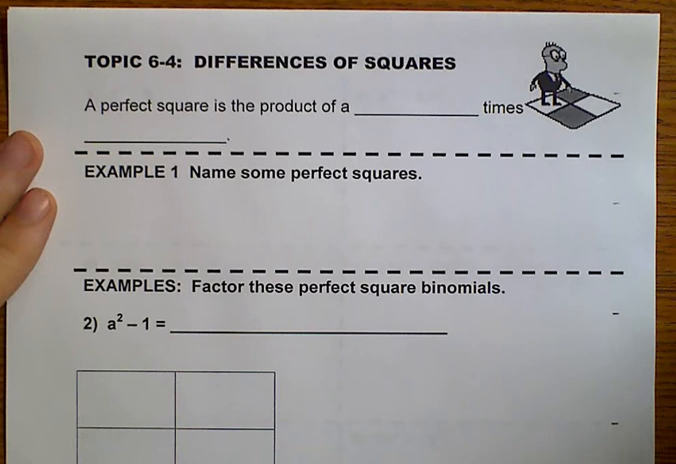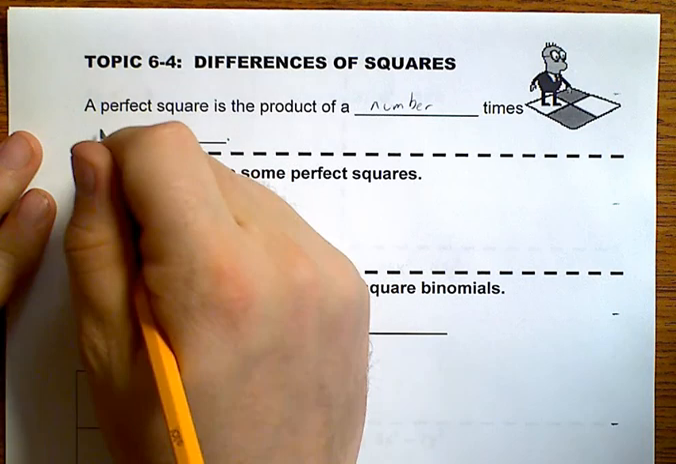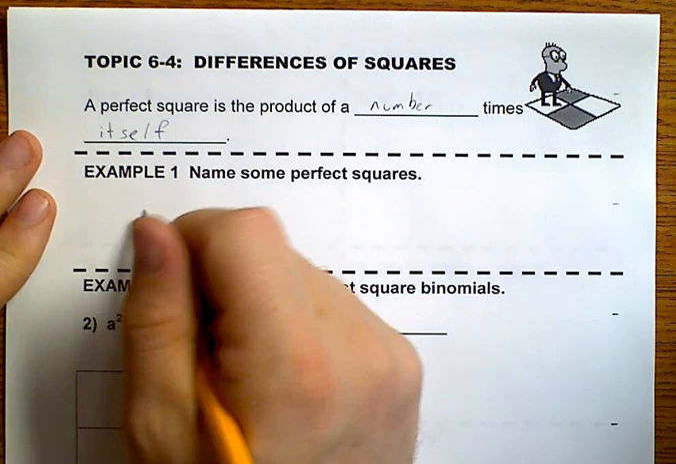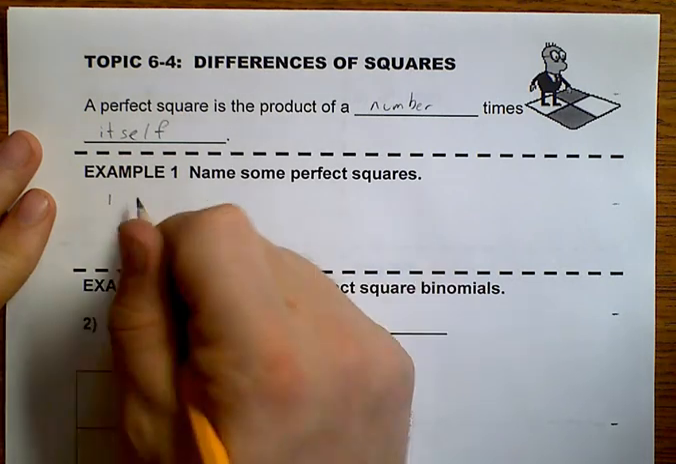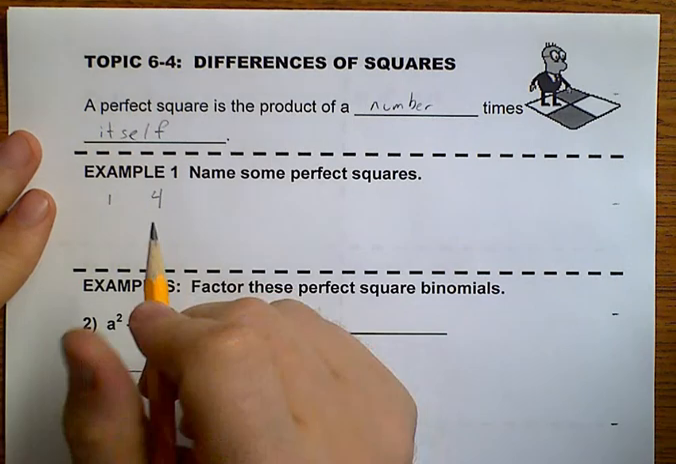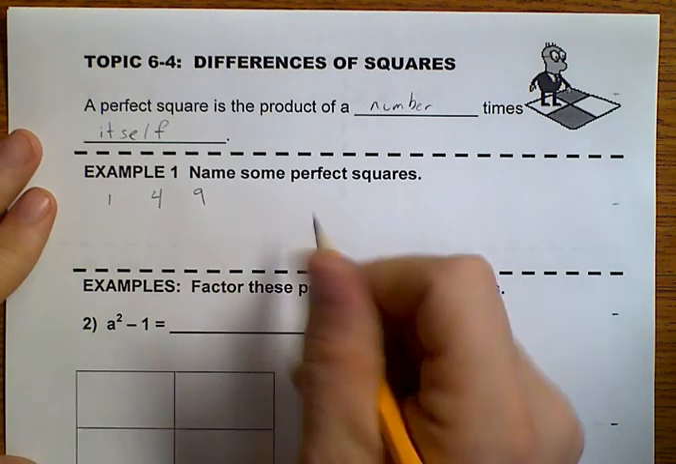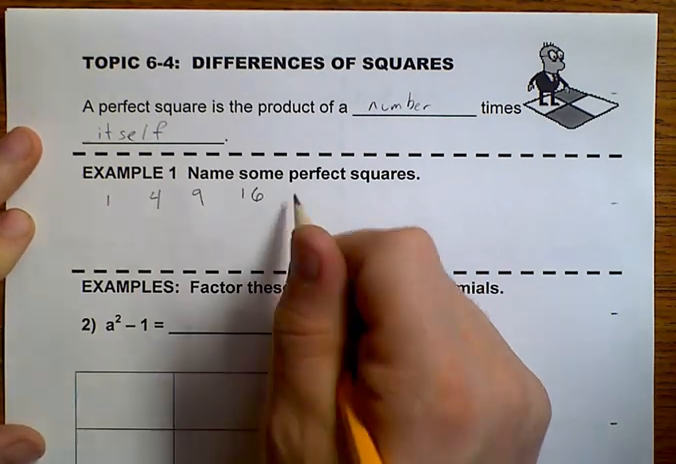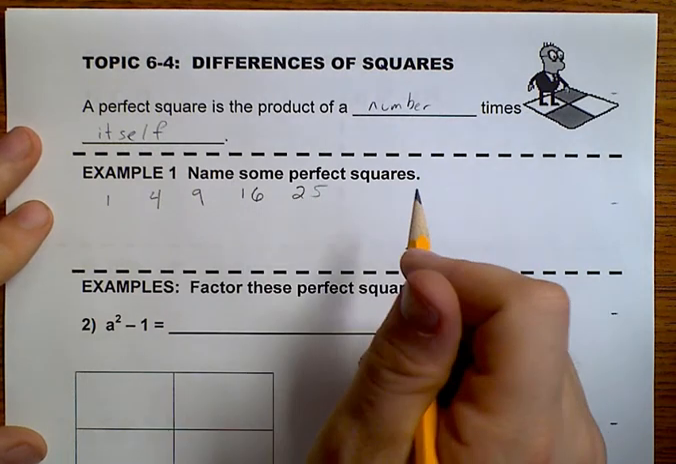A perfect square is a product of a number times itself. So some perfect squares would be 1, because 1 times 1 is 1. 4, because 2 times 2 is 4. 9, because 3 times 3 is 9. 16, because 4 times 4 is 16. 25, because 5 times 5 is 25.